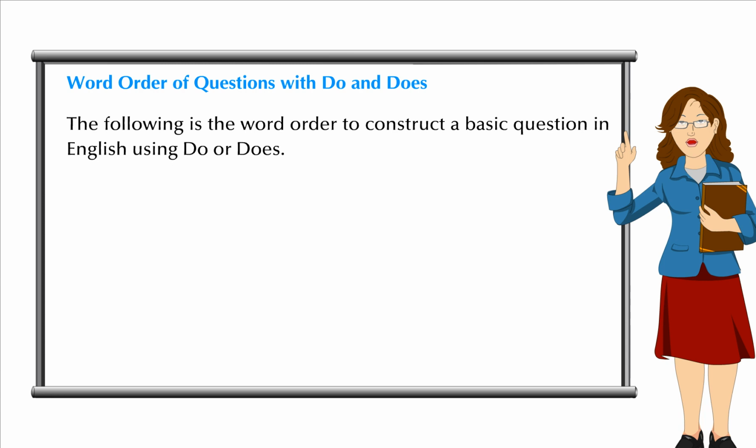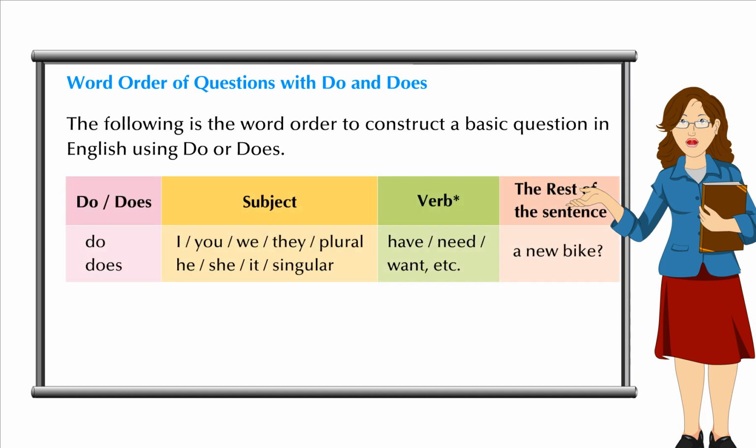Word order of questions with do and does. The following is the word order to construct a basic question in English using do or does. Do or does, subject, verb, the rest of the sentence. Do, does. I, you, we, they, plural. He, she, it, singular. Have, need, want, etc. A new bike.